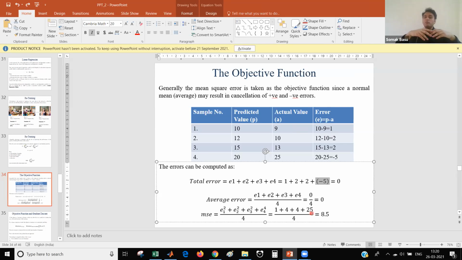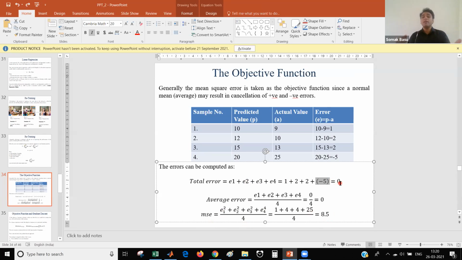So if I square the errors, then the negative values will also become positive. The squares of the positive values are in any case positive, but the squares of the negative errors will also become positive. So in that case, you can avoid the cancellation of positive errors and negative errors. In this case, if I square the errors, then calculate the average, the error comes out to be 8.5. Why is it not recommended to calculate the total error or the average error like this? Because the positive errors and negative errors may cancel out and you may get a 0 error.